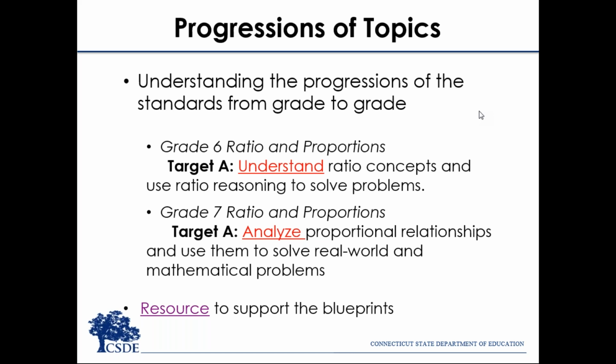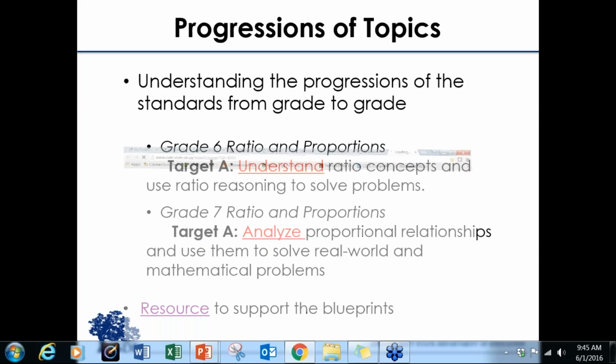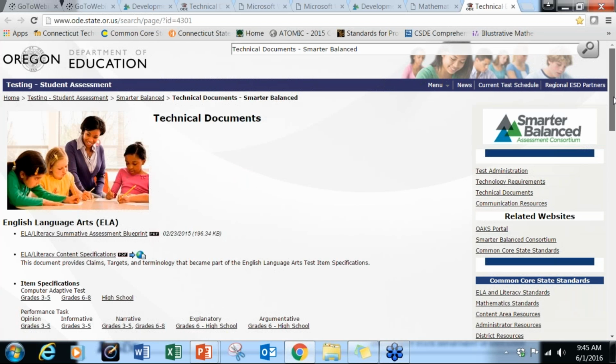Oregon has put together an expandable blueprint that has taken information from various Smarter Balanced documents. This information is all in one location, and these blueprints can help inform your instruction. These blueprints include a description of the target, as well as the evidence of what will be required of the student for that target. Let's take a look at the resource so you can see it.